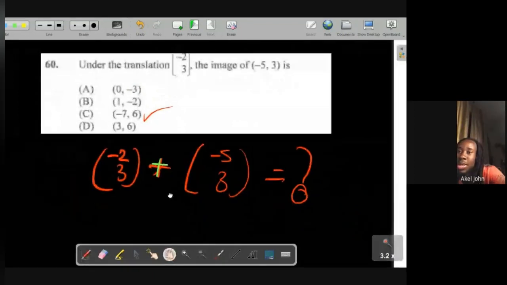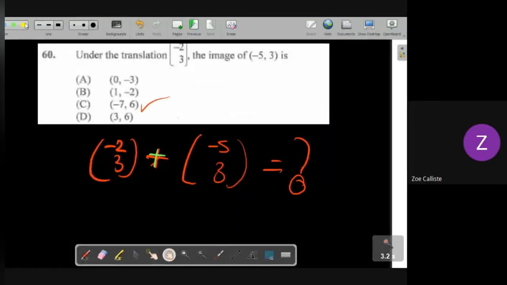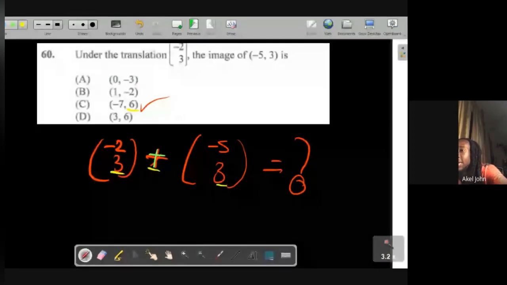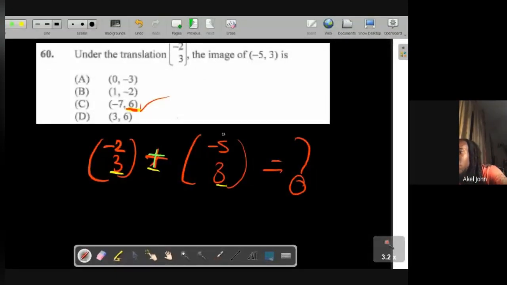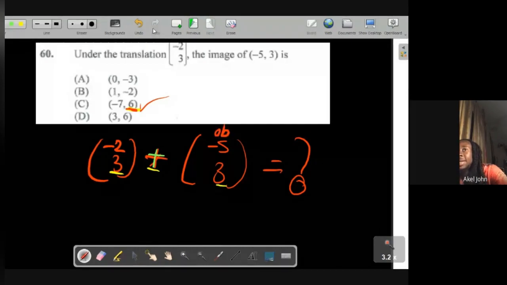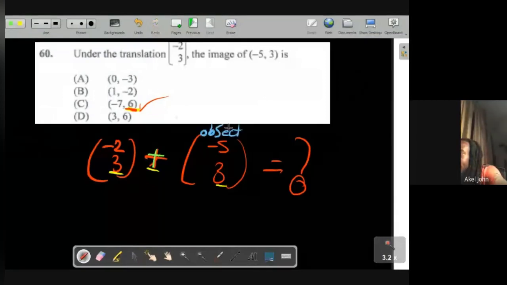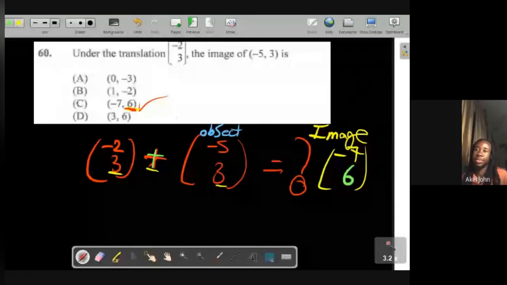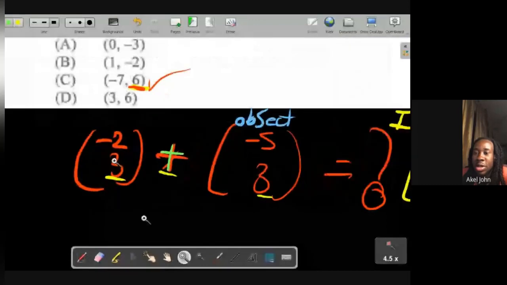So do the next one. 3 plus 3 is 6. So this is the object. Remember, the original is called the object, and whatever comes after the object is called the image. So the image is (-7, 6). Just as long as you don't forget the terminologies.